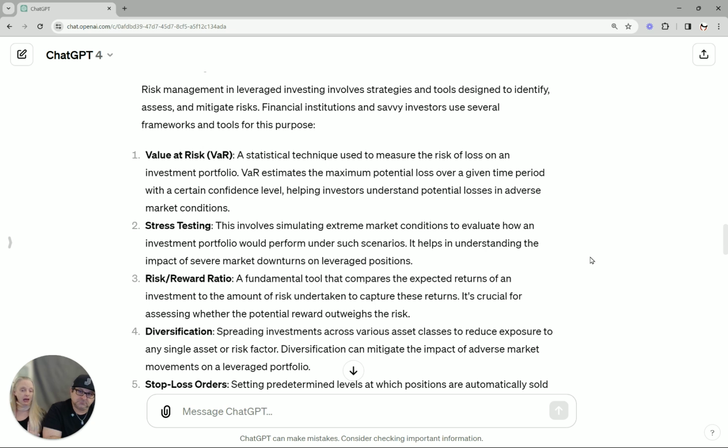Stress test. It involves simulating an extreme market condition to evaluate how an investment portfolio would perform under such scenarios. 401ks, again, trading, options, stocks, real estate. These are just some examples. It helps in understanding the impact of severe market downturns on leveraged positions. You go get a loan, and you buy a bunch of property, and the value of your property tanks because something happened in the world to cause that.